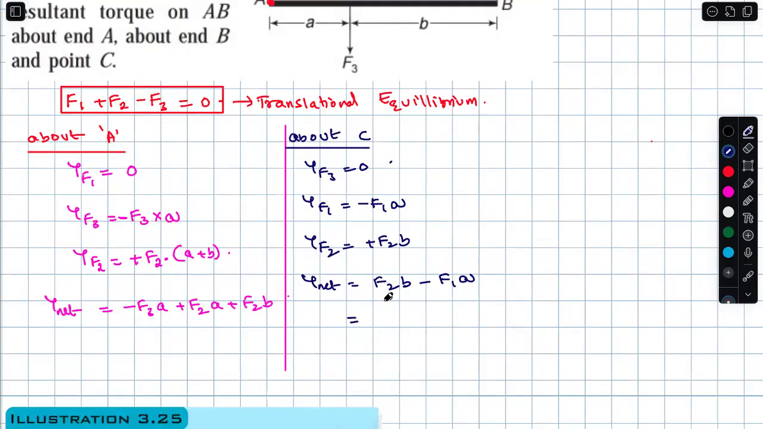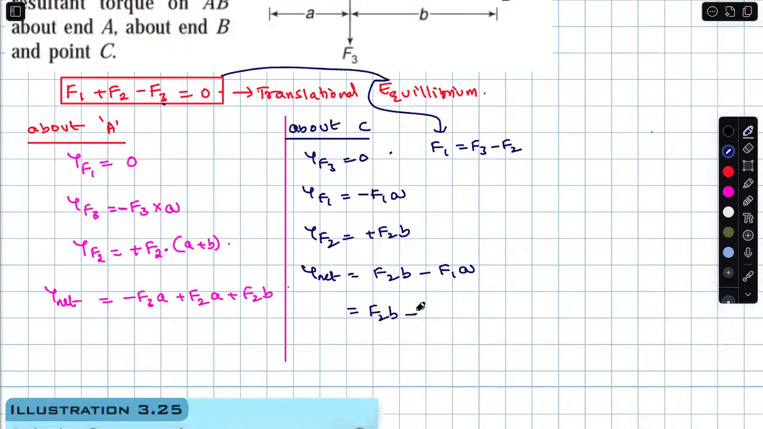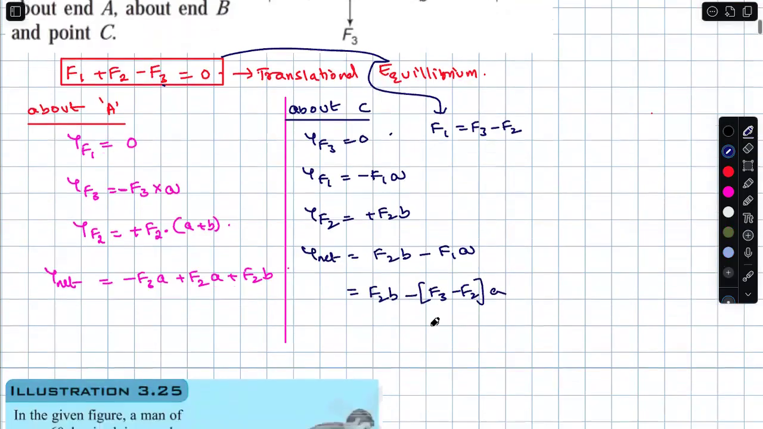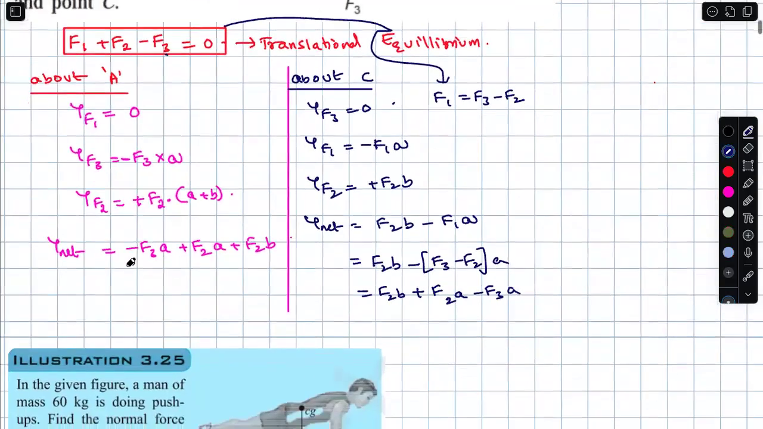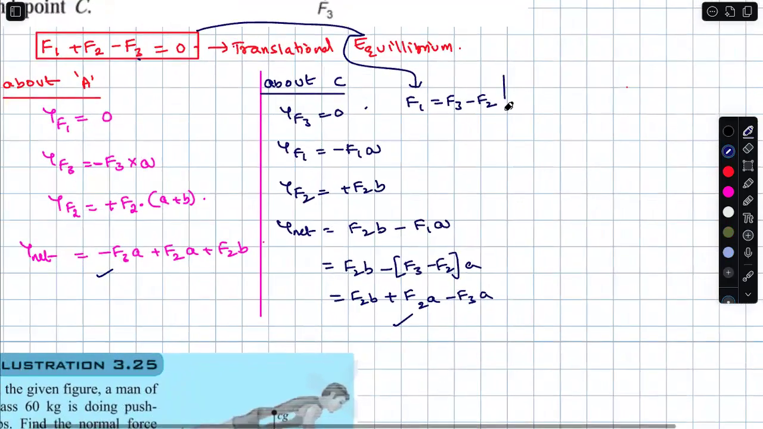Remember, F1 can also be written as F3 minus F2. So F2B minus (F3 minus F2)A. This can be written as F2B plus F2A minus F3A. Remember, this part and this part are the same. Okay, hold on. Still not over.